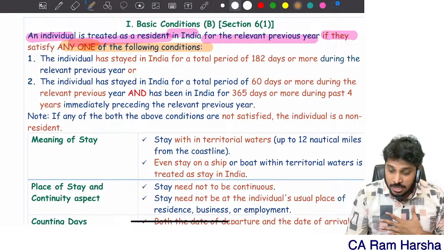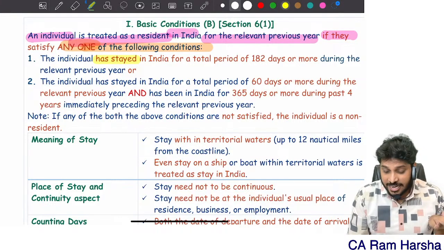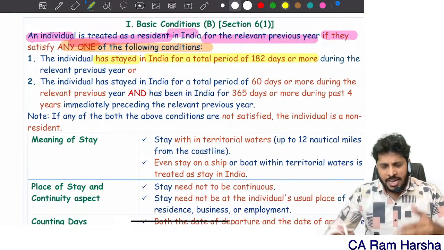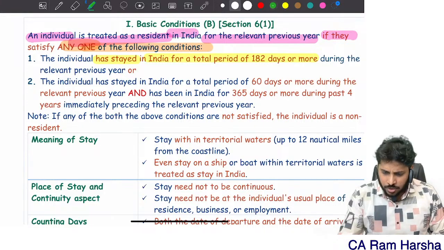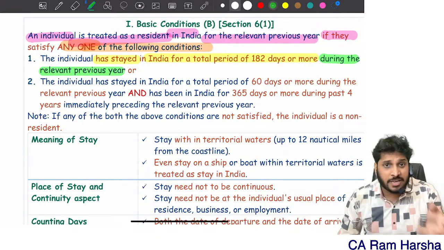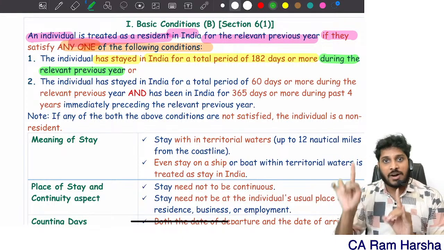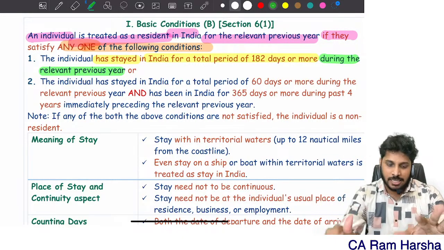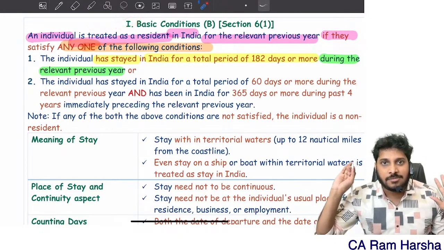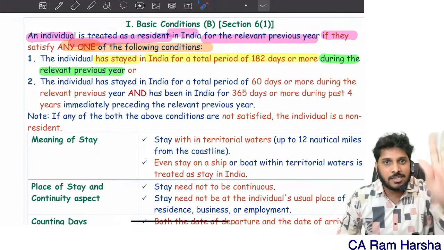What are they? Sir, he stayed in India for 182 days or more during the relevant previous year. During the relevant year, 182 days or more than 182 days he stayed in India. That's it. As per category 1, he is a resident.